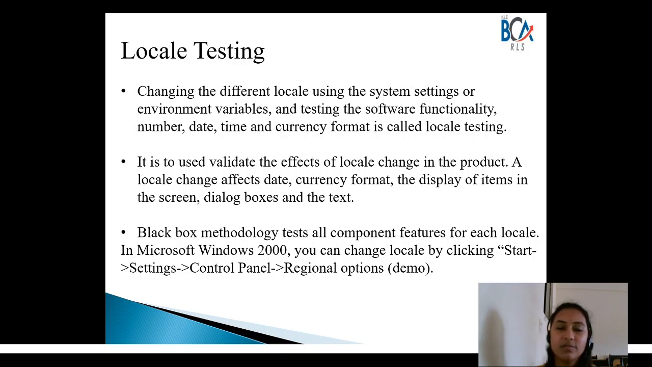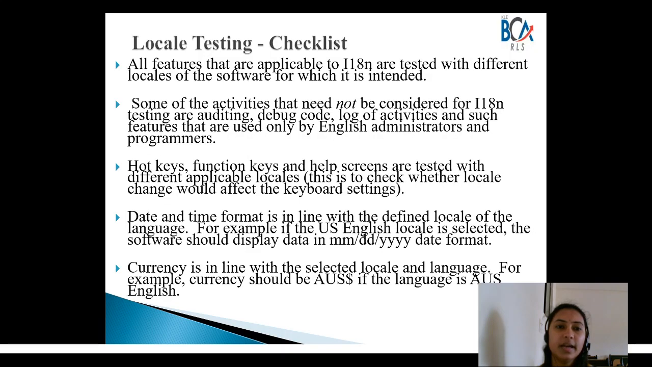So for example, changing the different local using the system settings, or you can also use the environment variables. And also it has to be validated with the effects of local change in the product. For example, change affects the date, currency format, and also the display of the item which is displayed on the screen or dialog box. Moving on to the next slide.